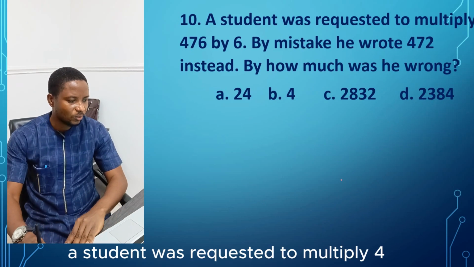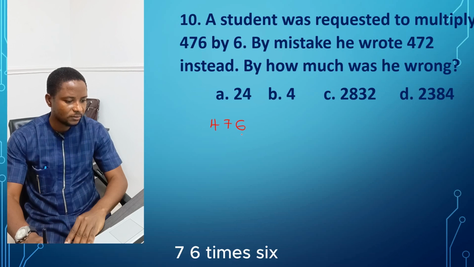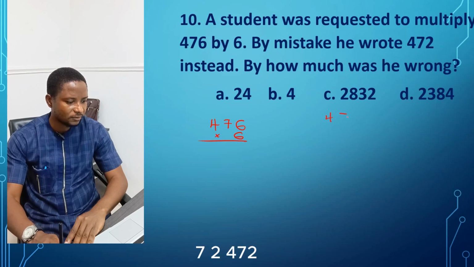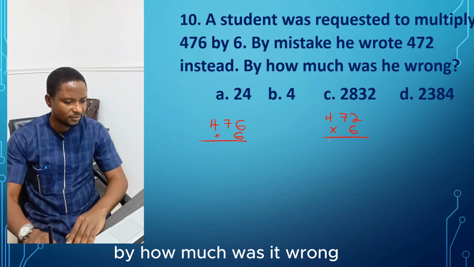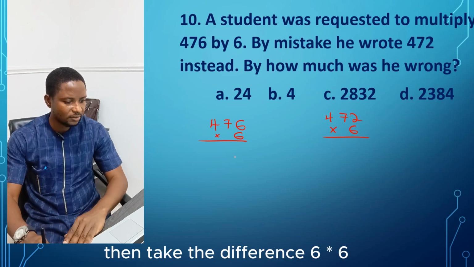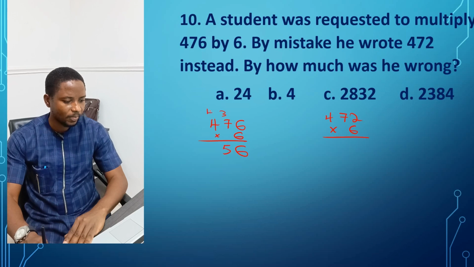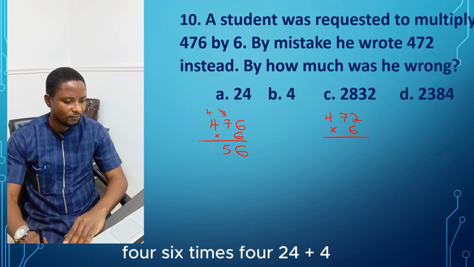A student was requested to multiply 476 times 6. By mistake, he wrote 472 instead. By how much was it wrong? All you do is to multiply the 2, then take the difference. 6 times 6, 36. Carry 3. 6 times 7, that's 42. Plus 3, 45. Carry 4. 6 times 4, 24. Plus 4, that's 28.